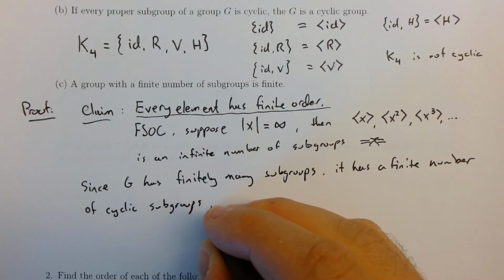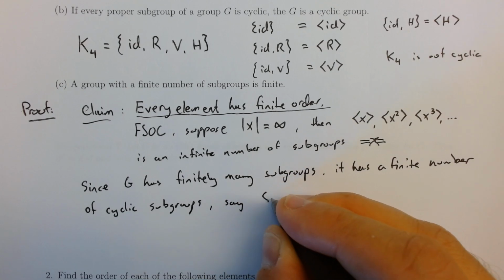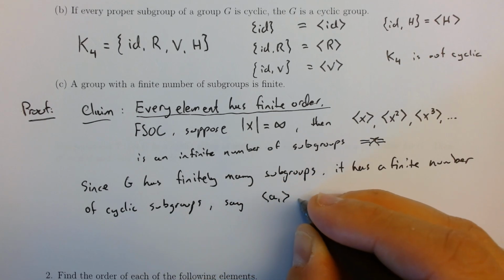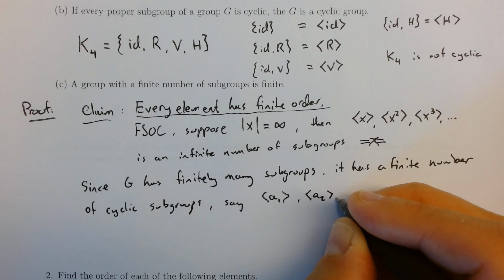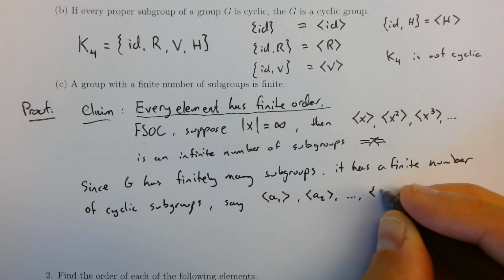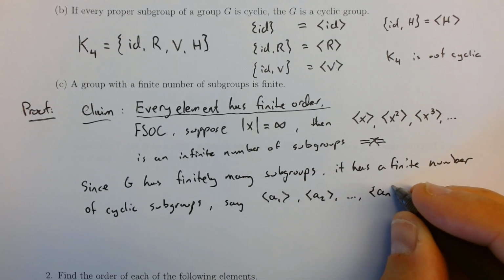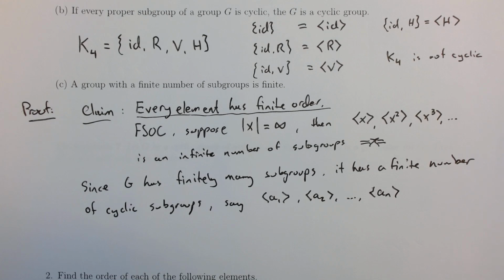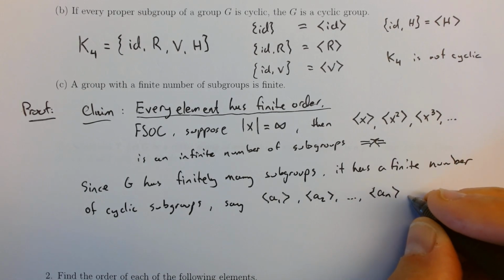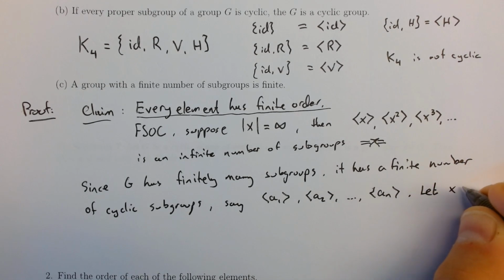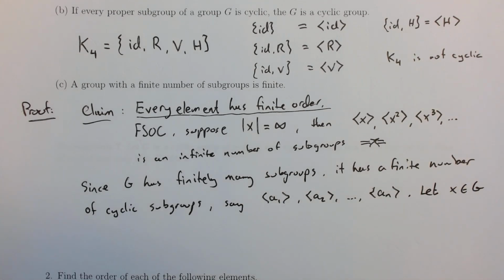Let's give them names. Say the subgroup generated by A1, the subgroup generated by A2, but this list is finite, so eventually you get to an end, the subgroup generated by AN. Now next, I want to say that G would be the union of all of these cyclic subgroups. So to prove that part, let's pick an element in G. So say let X be in G.